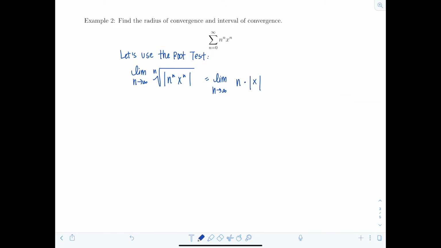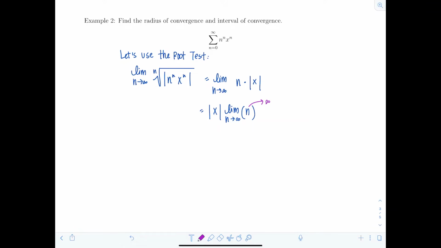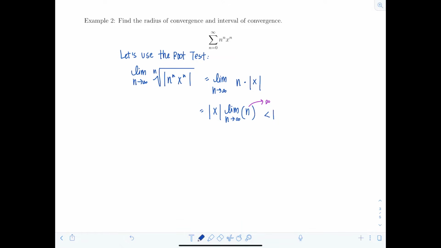And this is the limit as n approaches infinity. So in this limit, x is not changing, so I can pull it outside of the limit. So I have absolute value of x times the limit as n approaches infinity of n. Well, you guys, no matter what I do, n is going to infinity, right? So this limit is blowing up. In fact, it's going to be less than 1 only when x is exactly equal to 0. If x is equal to anything other than 0, this limit will be infinity.